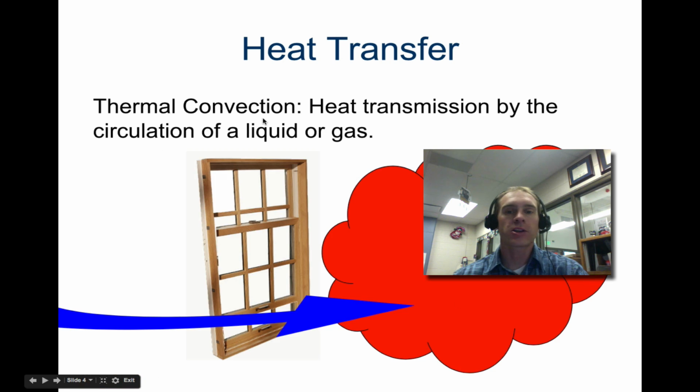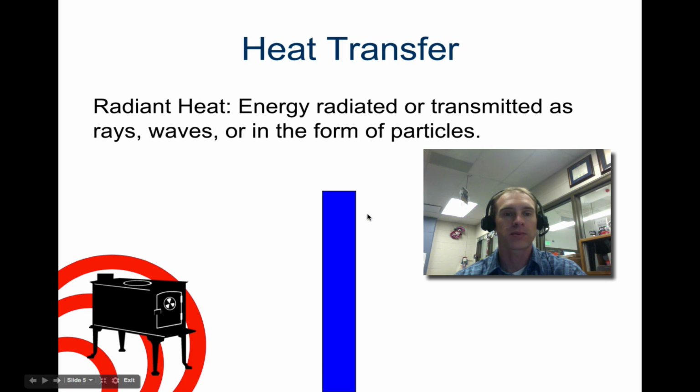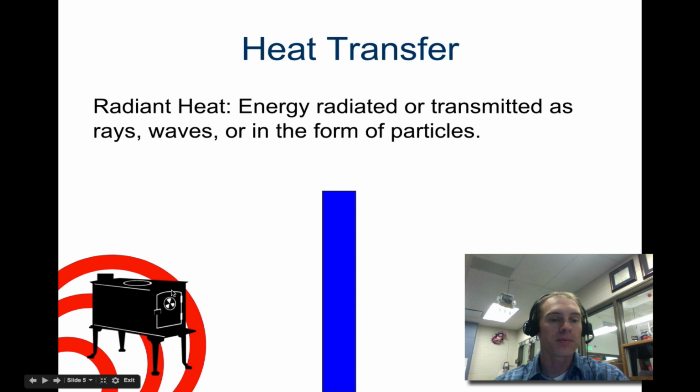Thermal convection is heat transmission by the circulation of a liquid or a gas. So this is where hot air is moving from one place to another. That would be an example of thermal convection. Radiant heat is transmitted as rays, waves, or in the form of particles. So if you have a wood stove over in the corner of your house, you may have heat radiating from that, and that could be another form of heat transfer.